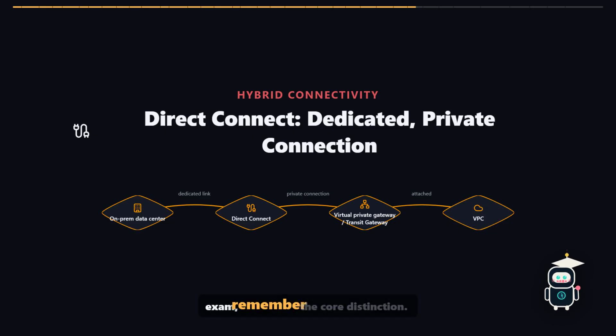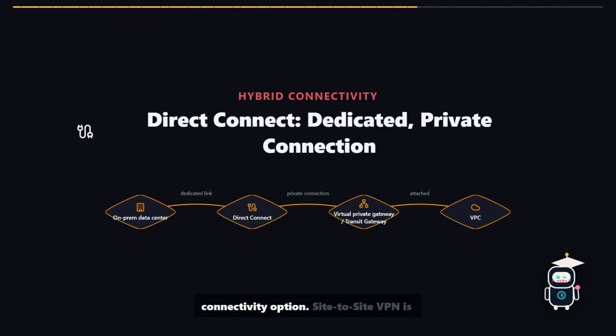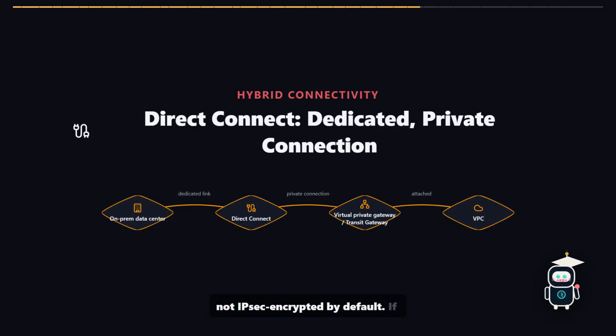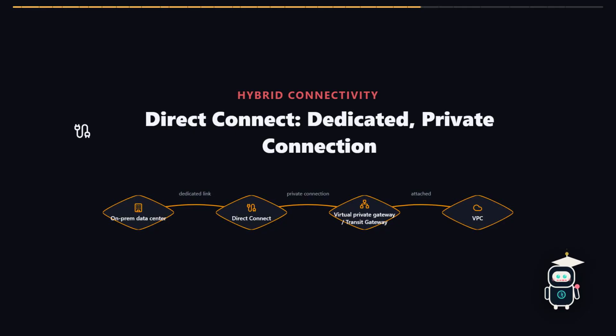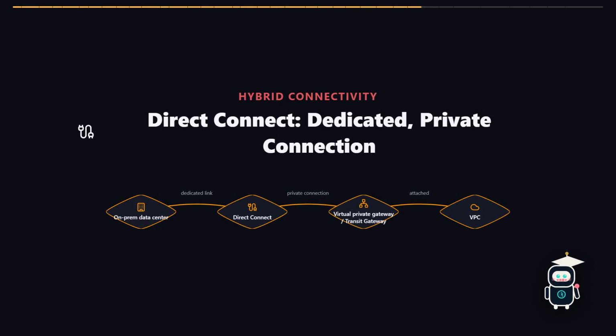For the exam, remember the core distinction. Direct Connect is the private network connectivity option. Site-to-site VPN is the IPsec encrypted tunnel option. But keep one security caveat in your head. Direct Connect is not IPsec encrypted by default. If a scenario requires the Direct Connect path and encryption, look for a design that adds a VPN overlay or MACsec where it is supported.